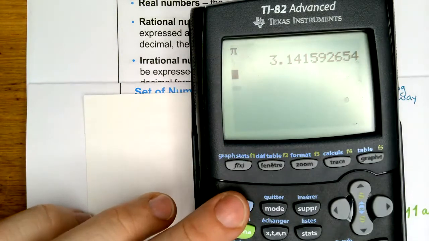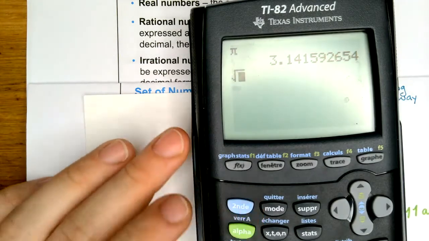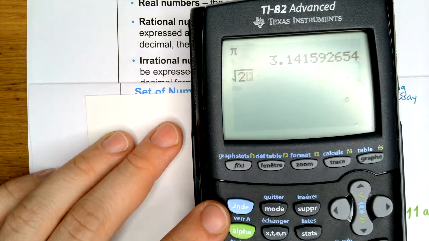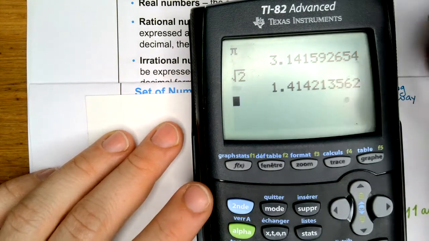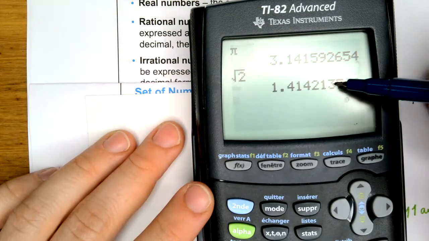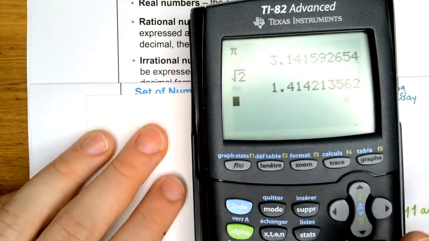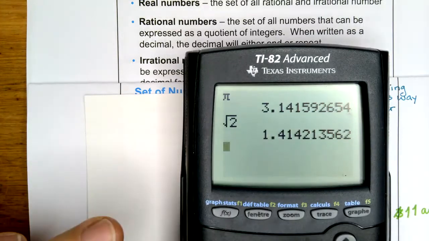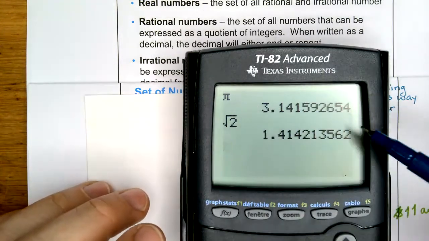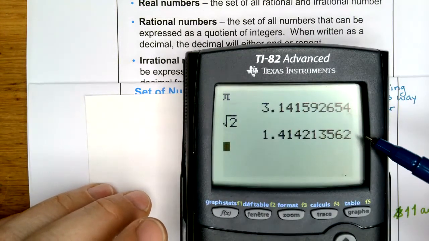Okay, I'm going to do another irrational number. I'm going to do the square root of 2. 1, 2, 3, 4, 5, 6, 7, 8, 9. That also has 9 digits behind the decimal. That's because the float of my calculator is set such that it always stops and rounds off at 9.